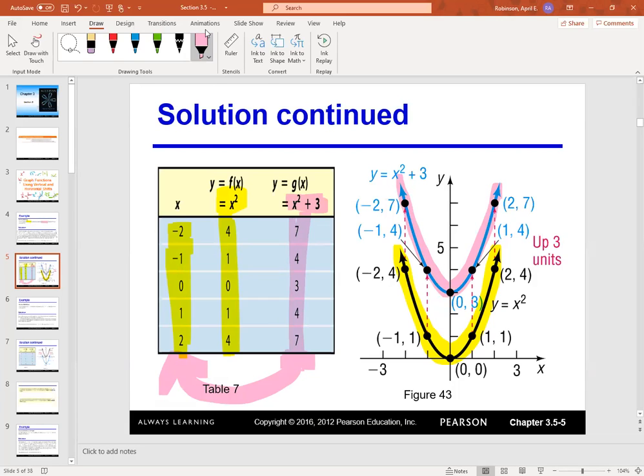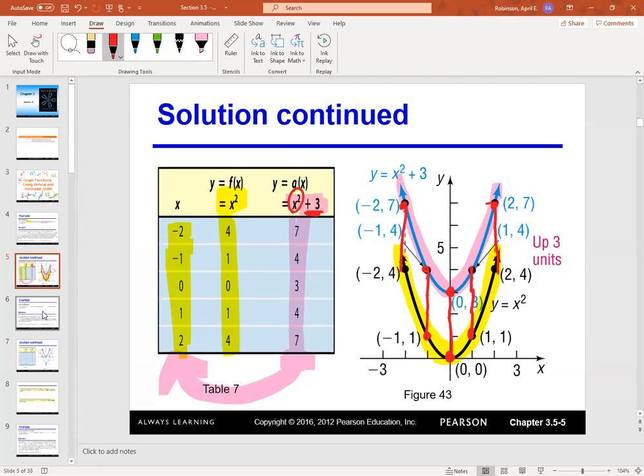And it's basically the exact same graph, except this thing got shifted from here up 1, 2, 3. And this point got shifted 1, 2, 3. And this point got shifted 1, 2, 3. Do you see what's happening there? When you add the 3 to the x squared, it's just going to move the whole thing up 3. Just moves up vertically.